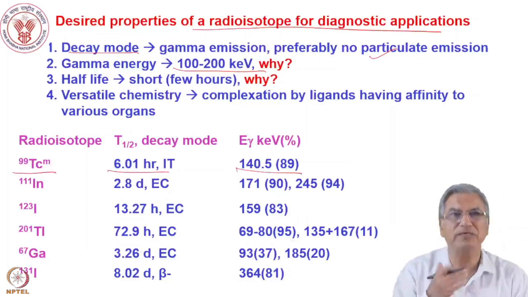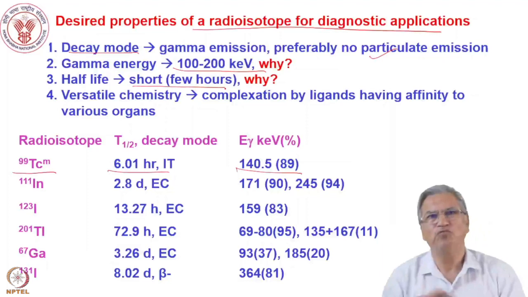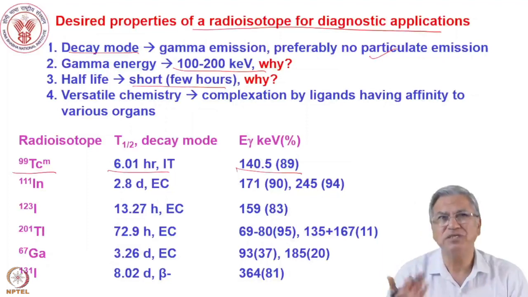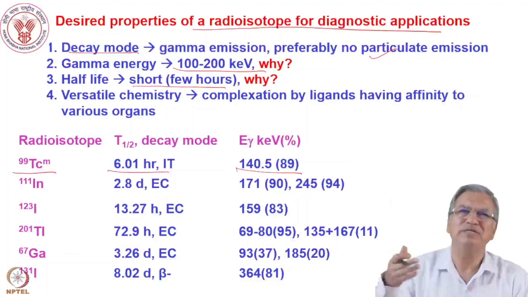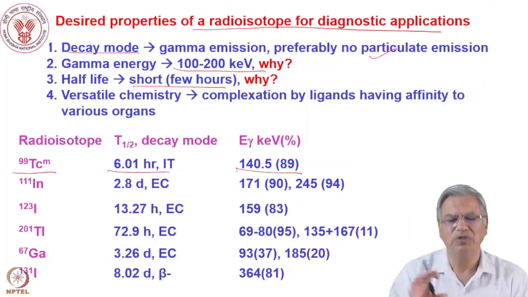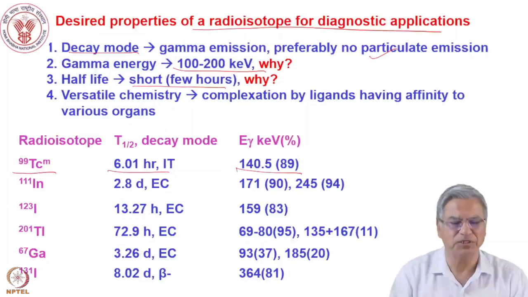It will be attenuated by the human body. Half-life should be short, preferably a few hours. Again, the reason is that you don't want the radioisotope to be in the body after the image has been taken. So it should come out of the body, or it should die down in the body itself. So a few hours' time is optimum for the diagnostic investigation.